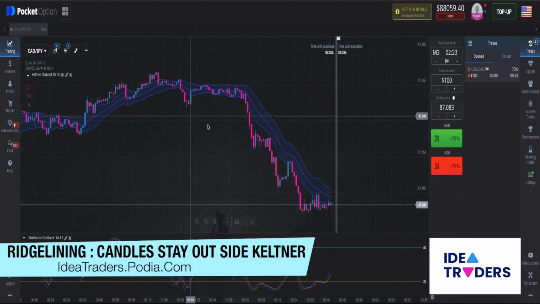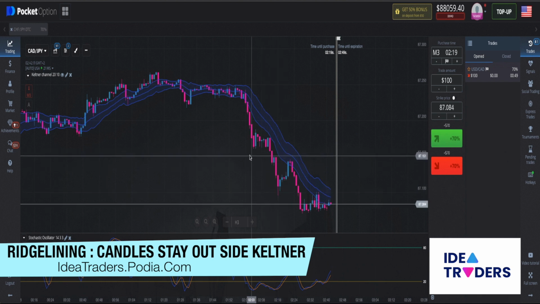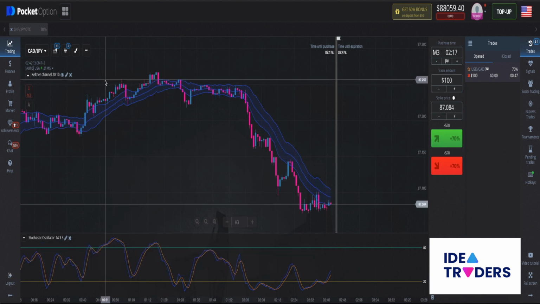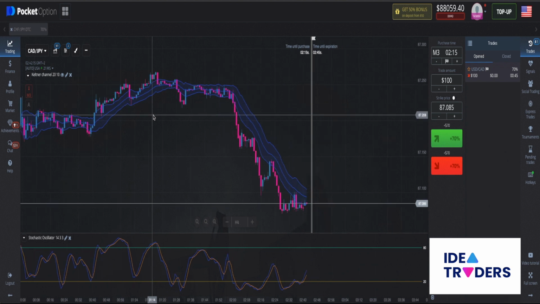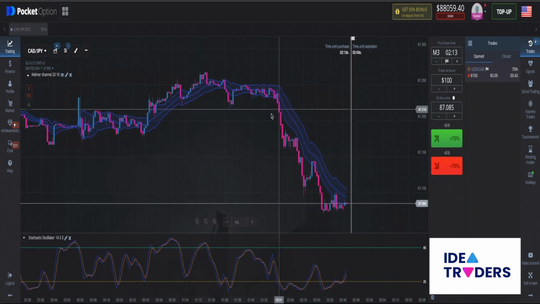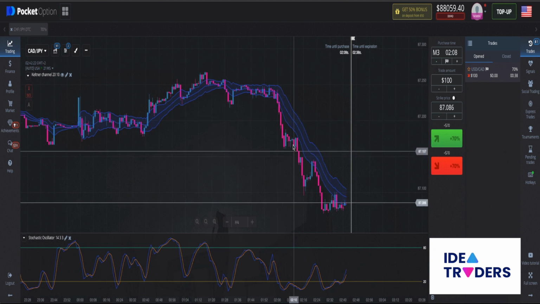This is called ridge lining. And here's the reversal of ridge lining. It's at the bottom, right? It's staying outside the Keltner channel for a longer duration of periods. That is called ridge lining. So typically what I'm looking for is looking for this right here. Looking for these to identify when they're happening.